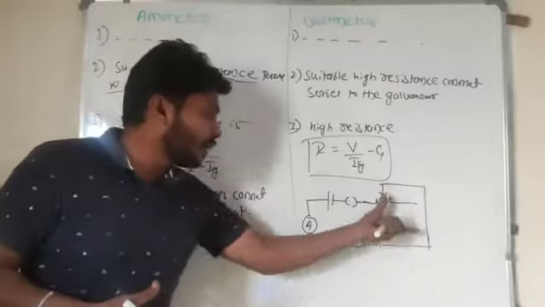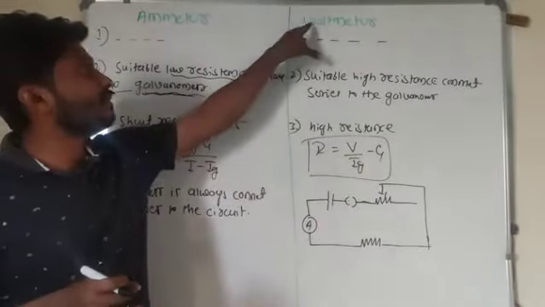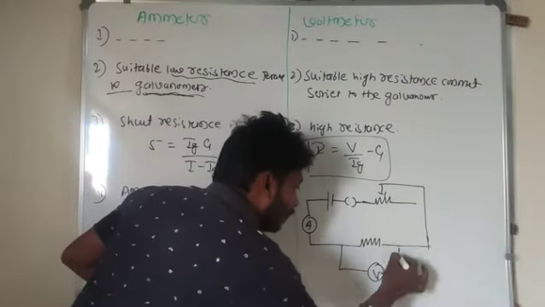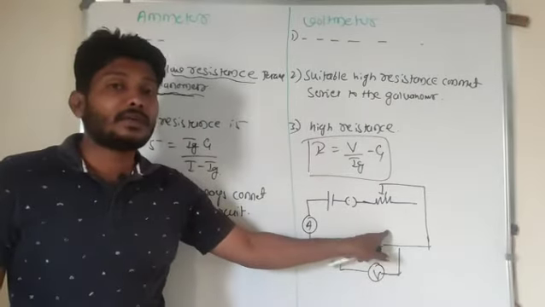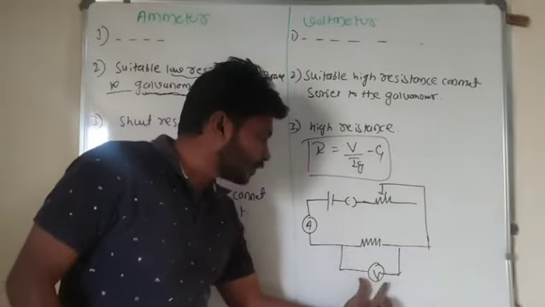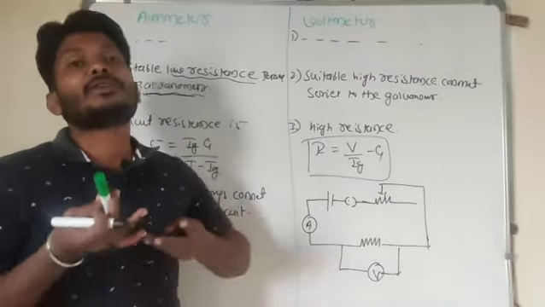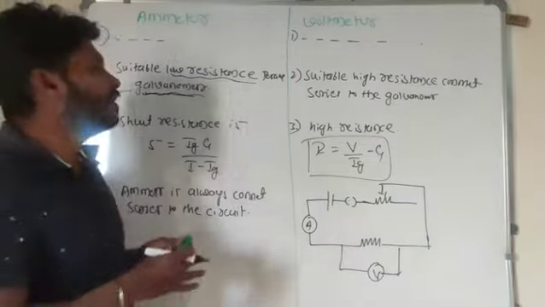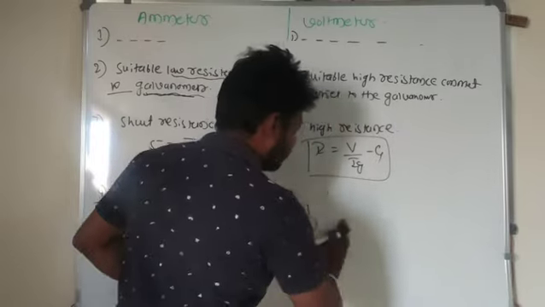Then in this circuit I want to find the potential difference. So in order to measure the potential difference, which device will I use here? Voltmeter. Look at here. In order to measure potential difference in the circuit, voltmeter is always connected in parallel to the circuit. So this is the circuit, this is the voltmeter. Circuit and voltmeter are in parallel. In case of parallel combination, which quantity remains the same? Potential difference remains the same. So that is why voltmeter is always connected in parallel to the circuit.